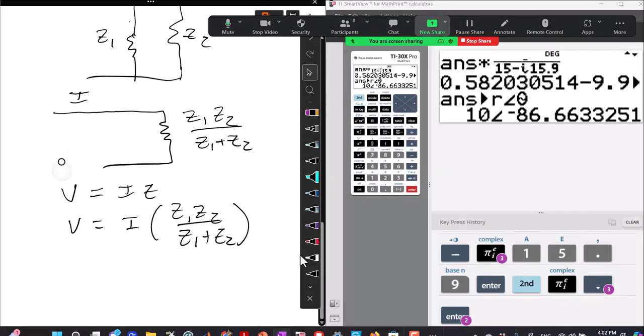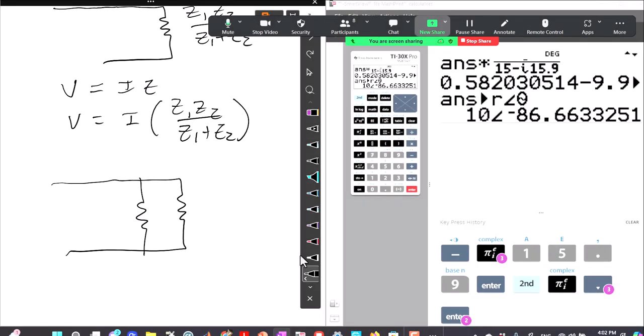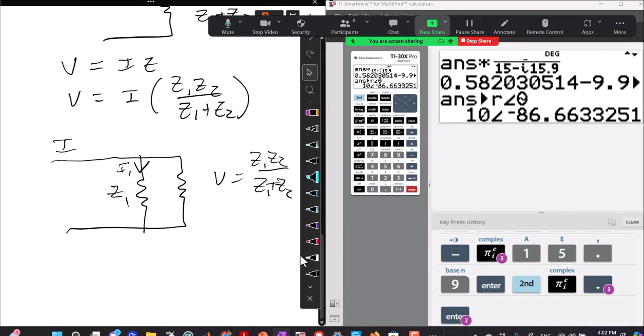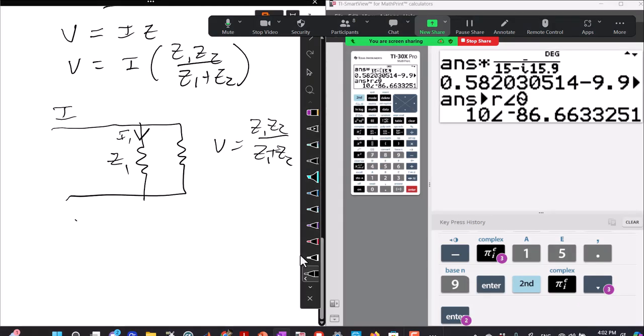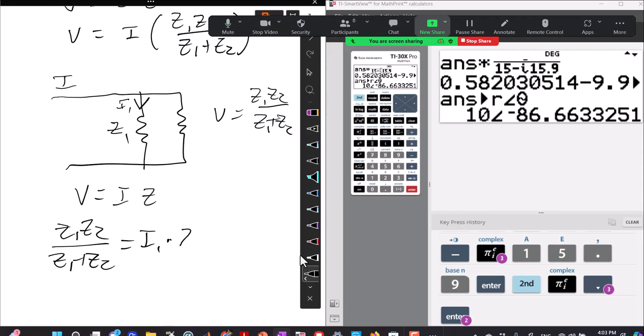Okay, so now I know what the voltage is, and the voltage is the same whether I have the equivalent impedance or I just have one impedance. So I know that the voltage across these two impedances is I times Z1, Z2 over Z1 plus Z2. Now if I want to get the current through this Z1, I1, I know from Ohm's law that V equals IZ, and here I'm just looking at this first impedance. The voltage is I times Z1, Z2 over Z1 plus Z2. That will equal I1 times Z1.